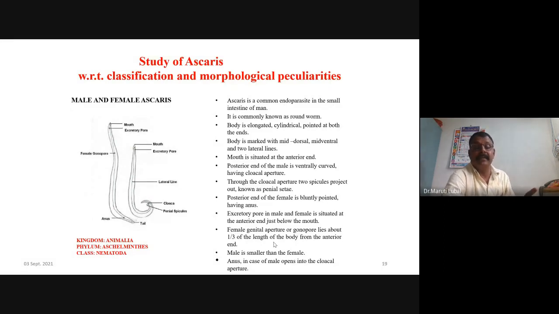The difference in male Ascaris and female Ascaris, how to identify them, depends upon the posterior end. Excretory pore in male and female is situated at the anterior end, just below the mouth. Female genital aperture, also called the gonopore, lies about 1/3 of the length of the body from the anterior end. Another differentiating character in male and female is that male is smaller than the female. Anus in case of male opens in the cloacal aperture.